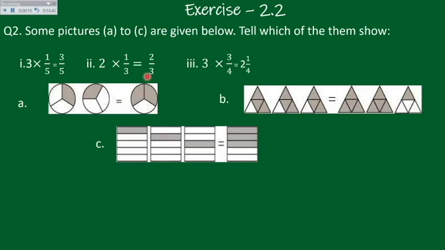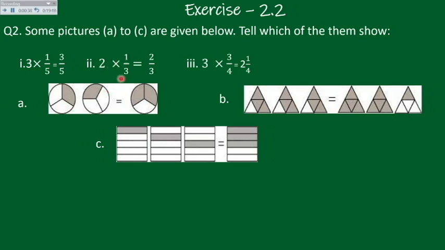2 multiply 1 by 3. The only figure which contains 2 figures is A. So without analyzing anything you can assume your answer, but let's check whether it really matches the criteria or not. So it should contain 2 figures, so we have here 1 and 2 circles. Definitely it matches this criteria.